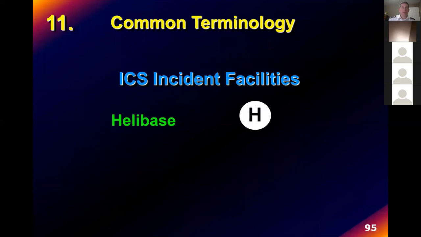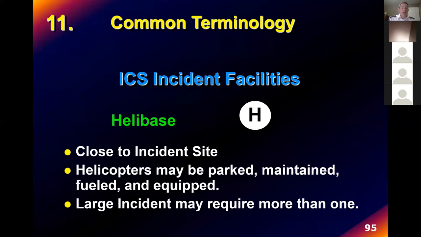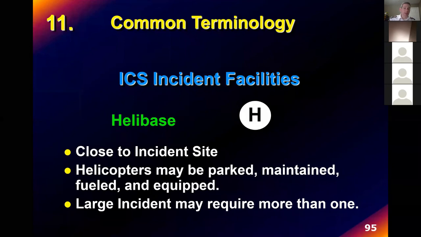All right, the H with the circle around it is a heli base, right? So with these, we want to make sure they're close to the incident site. The idea is that you need a helicopter to come in. You want it to be close enough that it's going to be effective and doesn't burn a lot of gas and fuel on its way to the incident scene, right? It'll be designated by the incident name. So depending on where you're at, maybe more than one per incident. It could have a number as well. Let's say we have Scotch Creek Heli Base 1, Scotch Creek Heli Base 2, depending on how big of a fire or how big of an incident we're dealing with.